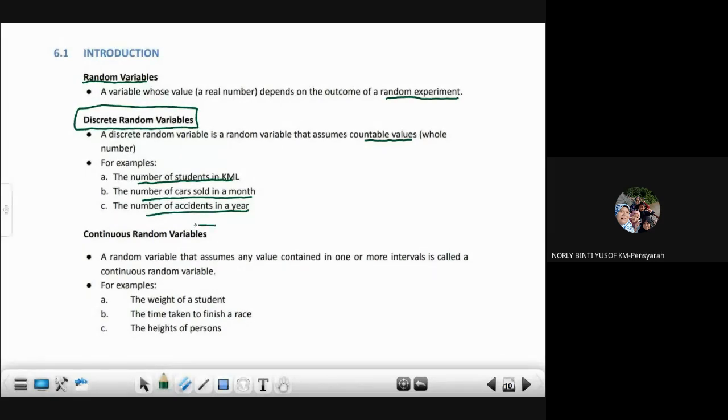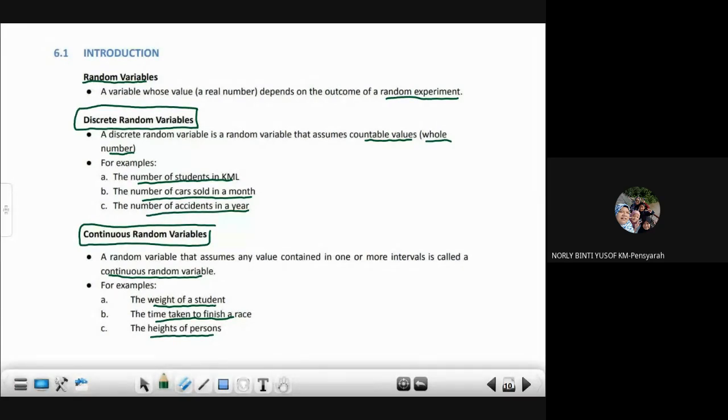Lepas tu continuous random variable adalah a random variable that assume any value contained in one or more interval is called continuous random variable. So maksudnya dalam bentuk bukan whole number, perpuluhan, tapi still countable. Cuma akan ada perpuluhan lah. Contoh weight kan, weight of student, kita ada whole number dan kita ada juga perpuluhan. Time taken pun sama, the height of person pun sama. Tapi number of student in KML tak mungkinlah perpuluhan kan. Ataupun number of car, ataupun number of accident. Ini whole number. So beza antara discrete random variable dengan continuous random variable dalam tajuk random variable.